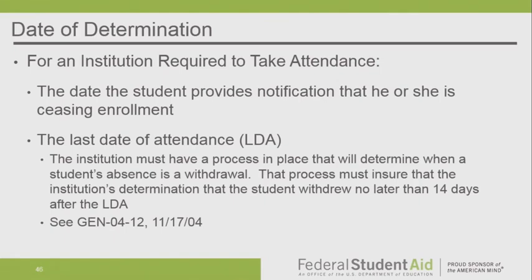If you're an institution that's required to take attendance, it's the date that the student notified you that he or she was withdrawing, or it would be the last date of attendance from your attendance record. But notice the time frame here. A school not required to take attendance has up to 30 days after those points to make that determination. But if you're a school that's required to take attendance, you have up to 14 days, no more than 14 days, to make that determination that the student withdrew. And again, here's a reference for that.